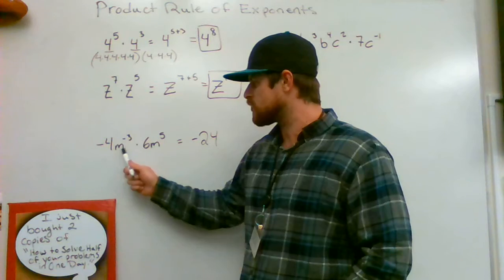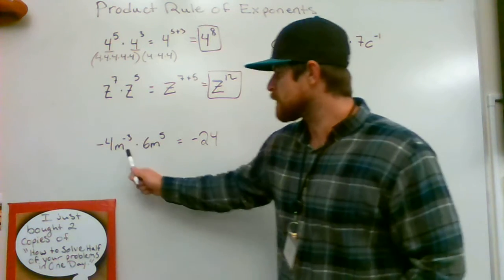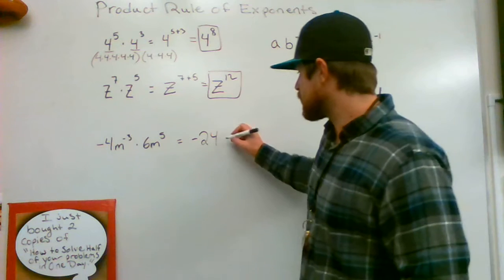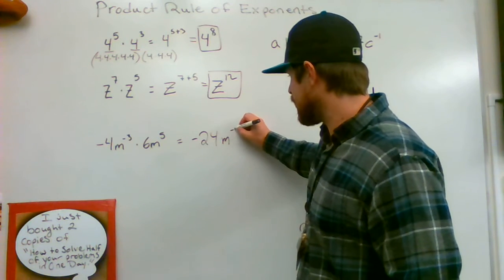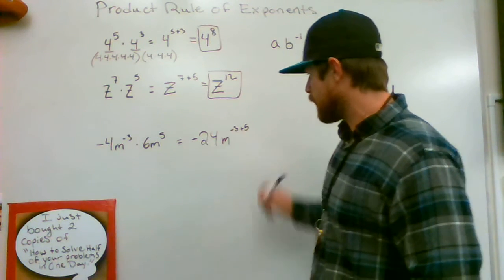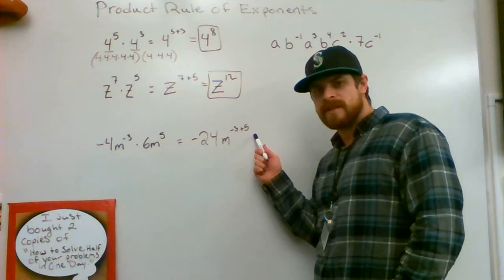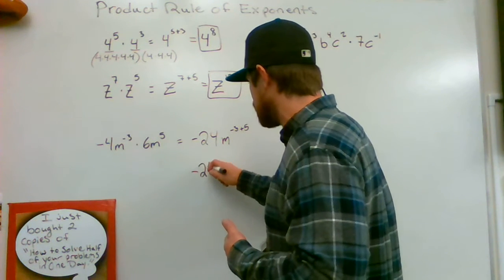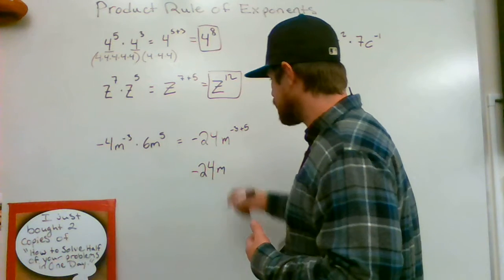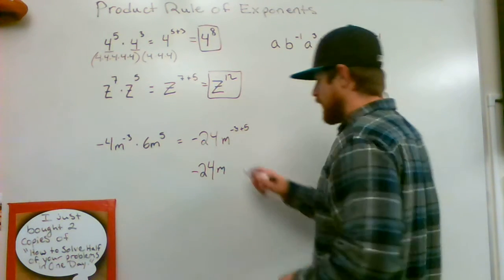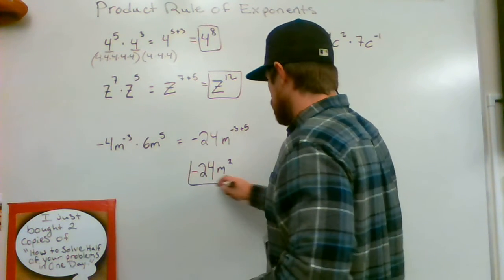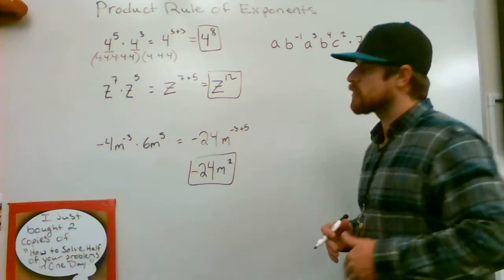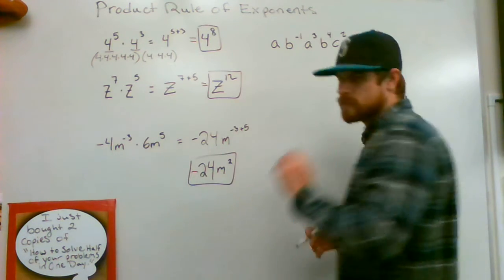Now I'm going to focus on just the m's, m to the -3rd times m to the 5th. So I'm going to say m to the -3 plus 5. -3 plus 5 would give me a 2. So my final result here, the most simplified that I can take this expression down to, is -24 m to the -3 plus 5 gives me a +2. So -24 times m squared is what you get there. So here are three fairly basic examples of these problems.